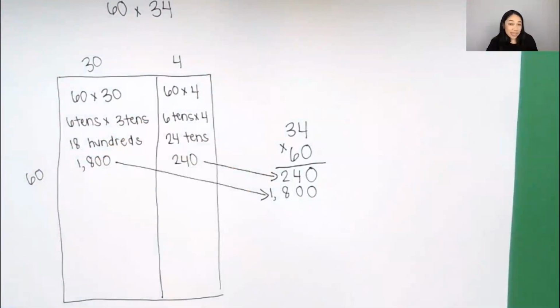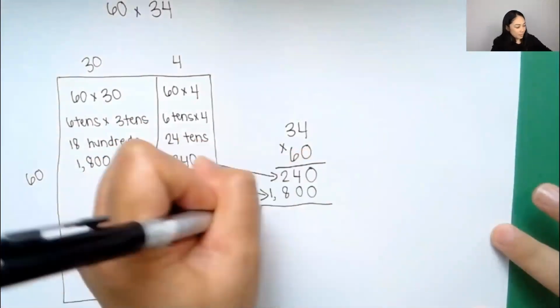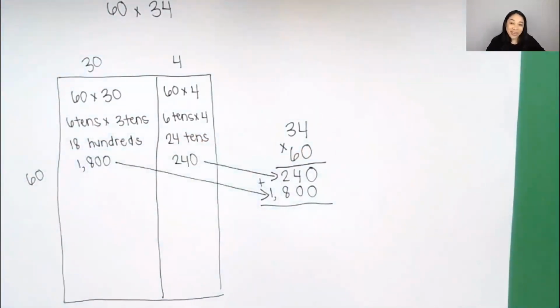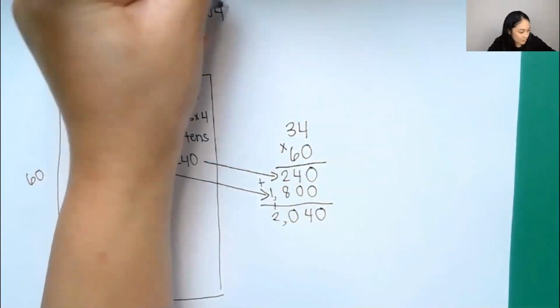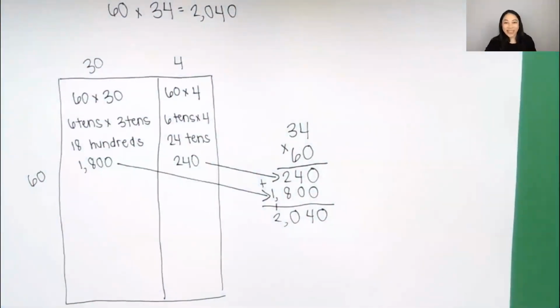How do we find the product of 60 times 34? We need to add the partial products. Pause the video here to add the partial products. We'll compare our work afterwards. 240 plus 1800 equals 2040. So 60 times 34 equals 2040. Great work, let's keep going.